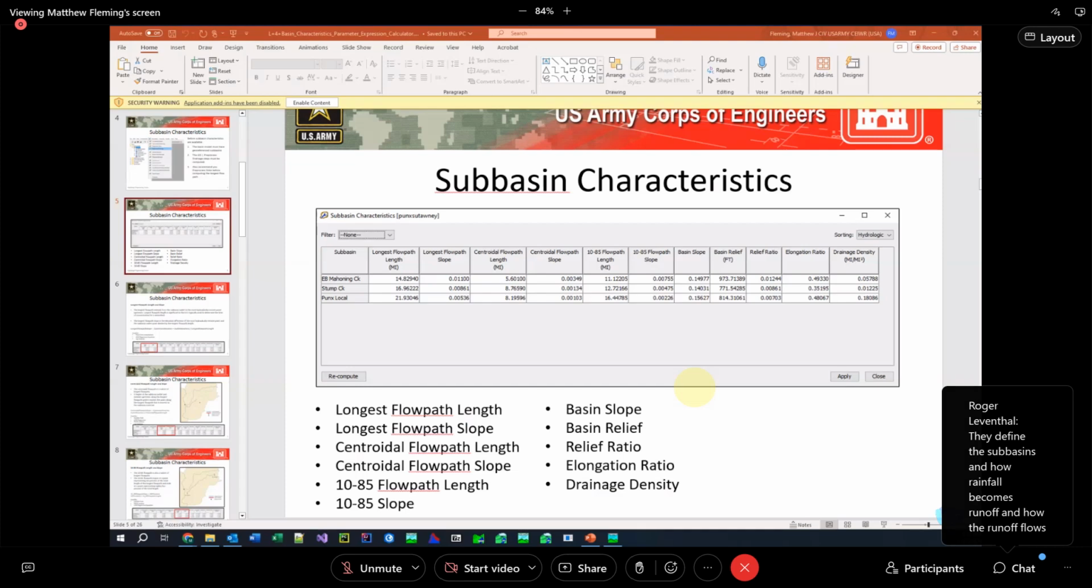You're right, Lincoln. Thank you for sharing. So exactly. So these sub-basin characteristics help define how water is going to move across the watershed, right?